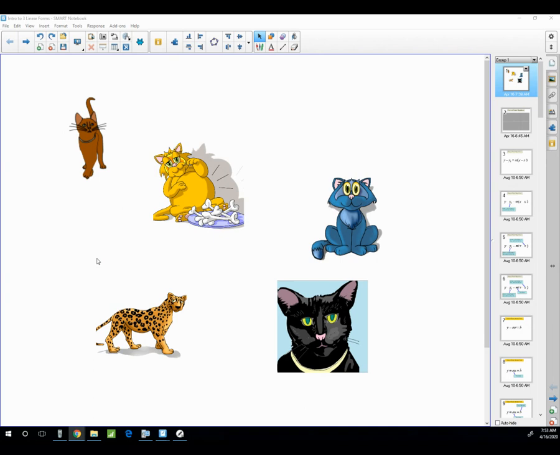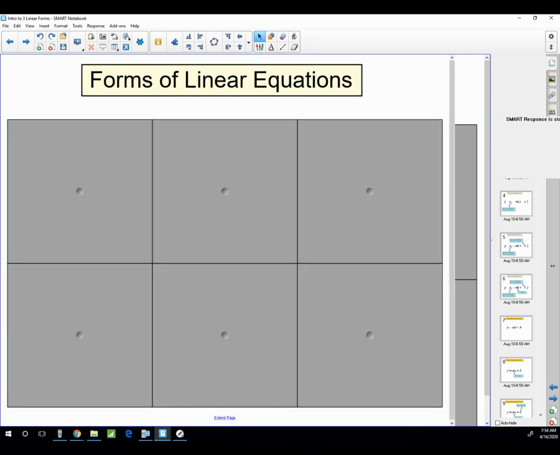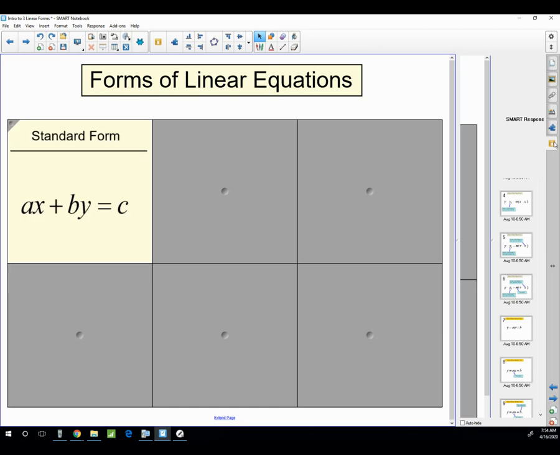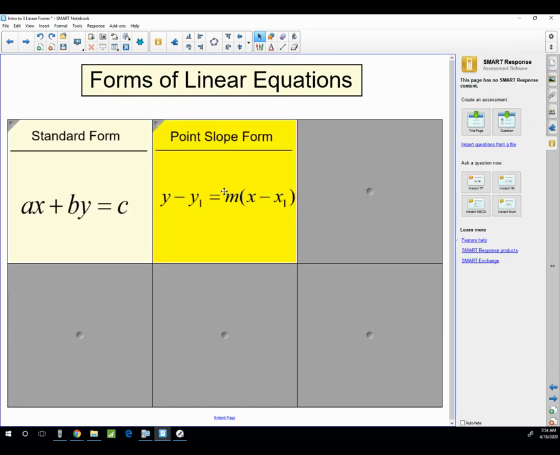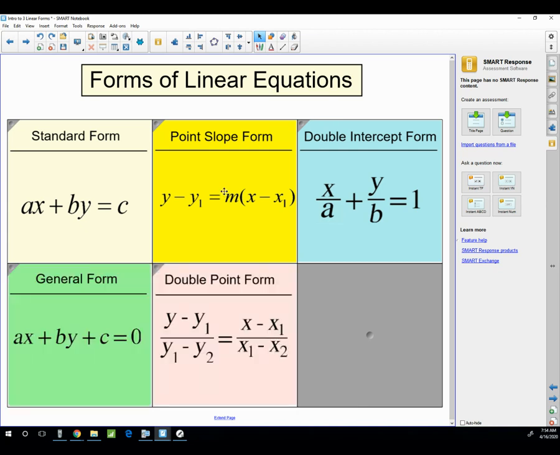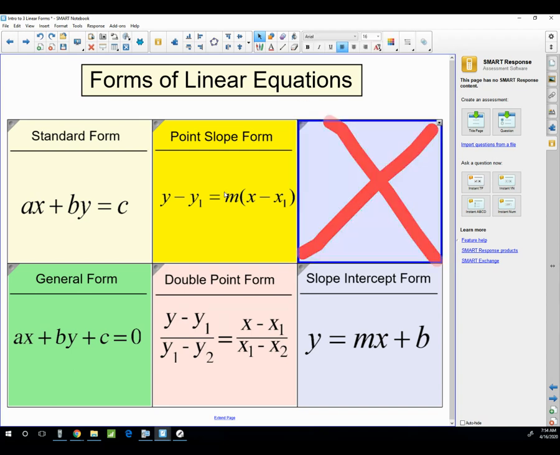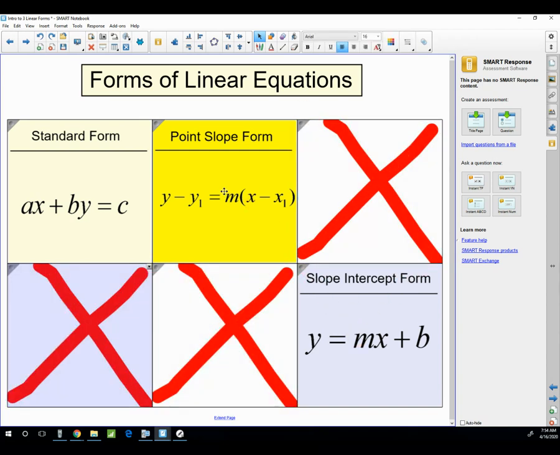All right, we're talking about linear forms today. Just some basics of mathematics. This should be really, really easy. There's actually a lot of linear forms. There is standard form, point slope form, double intercept form, general form, double point form, and slope intercept form. We're going to look at three of them. We are not going to do double intercept form, double point form, and general form, but we are going to do the other three. So be prepared.